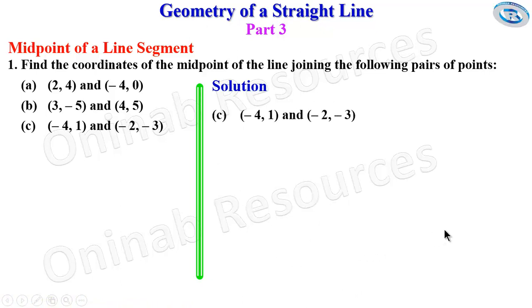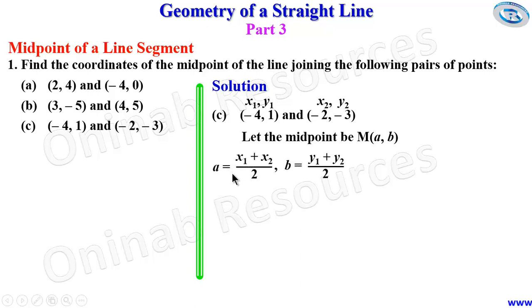We then go for C. For C, we have the points (-4, 1) and (-2, -3). So our points will be labeled again x1, y1 and x2, y2. We still let the midpoint be M(a, b), where we are going to use this formula to find the values of a and b.